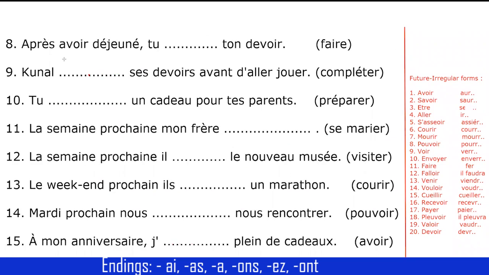Now the next one. Après avoir déjeuné, tu dash ton devoir. The verb is faire, and faire is also irregular. It falls here in the list. The stem will be FER. So the sentence will be: Après avoir déjeuné, tu feras ton devoir. After having lunch, you will do your homework.